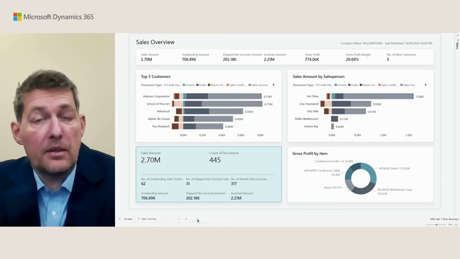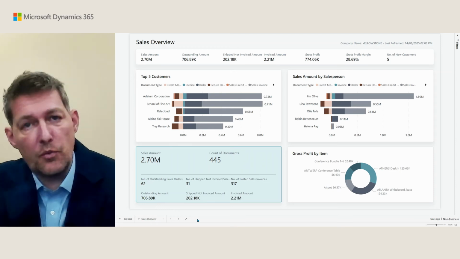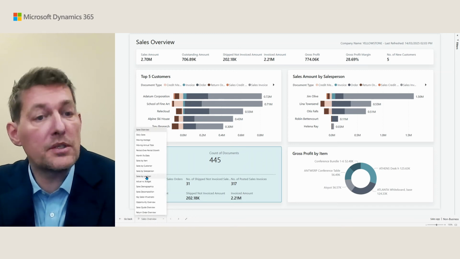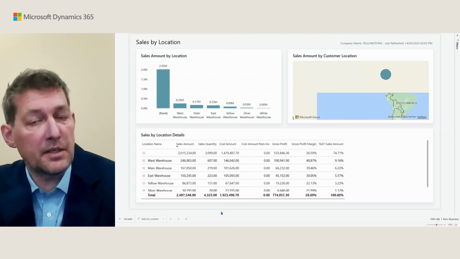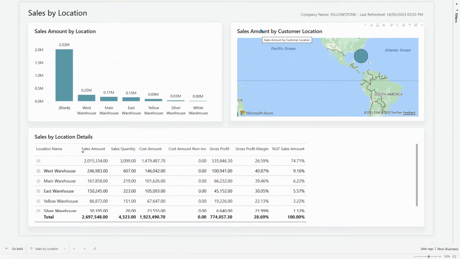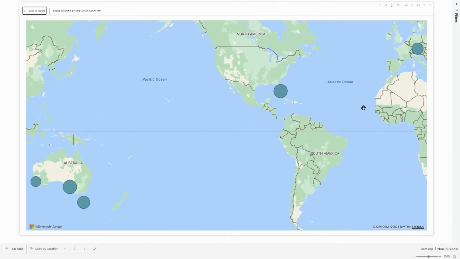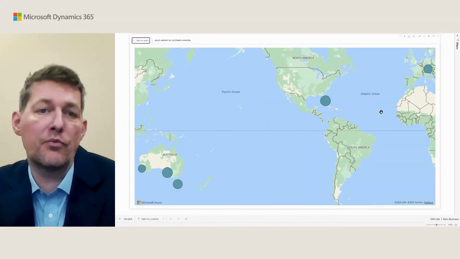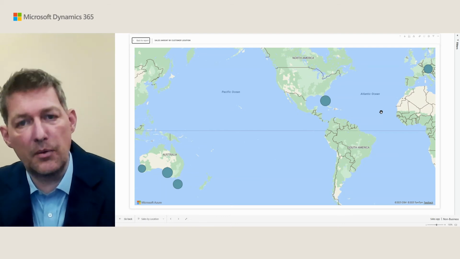The third topic in the new Power BI app is demographics in different ways. Let's take a look. If I choose the sales by location report, this is an existing report that got a map. So now you can see from where in the world your customers are coming from, and the size of the bubbles indicate how much revenue or how much sales amount these different geographies generate.